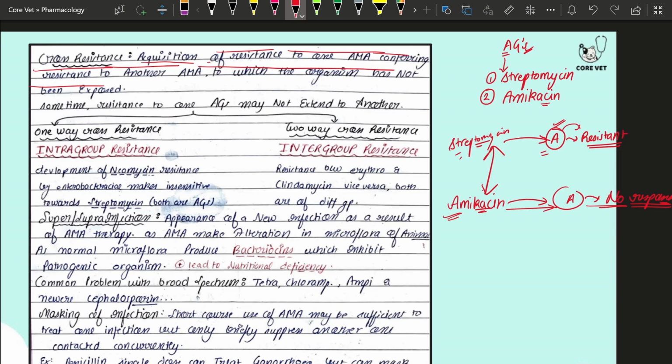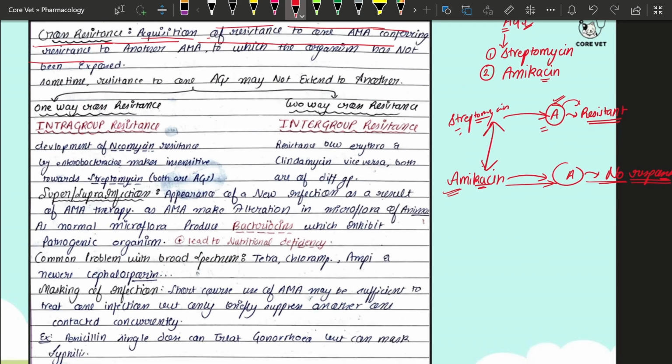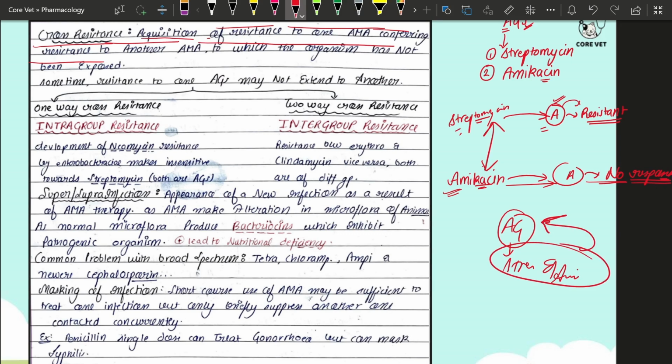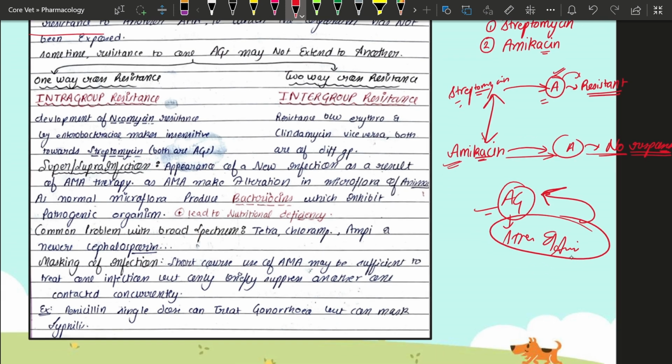Now there could be a one-way cross resistance or two-way cross resistance. There could be intragroup and intergroup. Intragroup means like aminoglycoside having streptomycin and amikacin, both belonging to the same group. If the cross resistance has developed in the same group, that is known as intragroup. If the cross resistance has developed between different classes of the drug, it is intergroup.